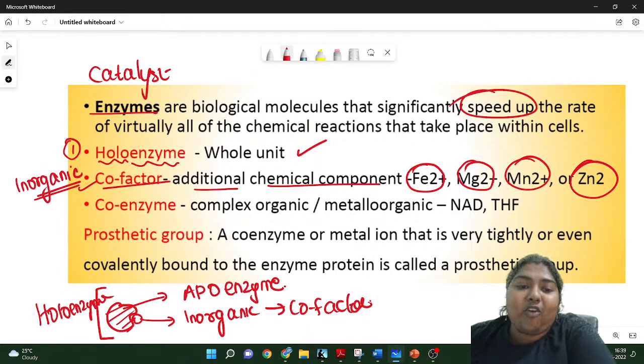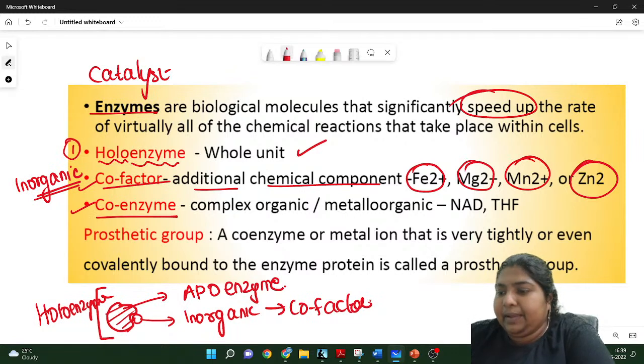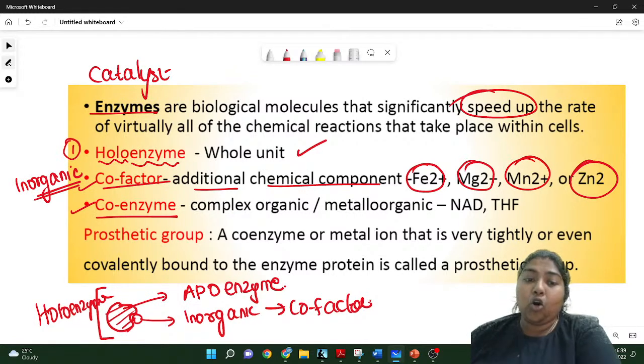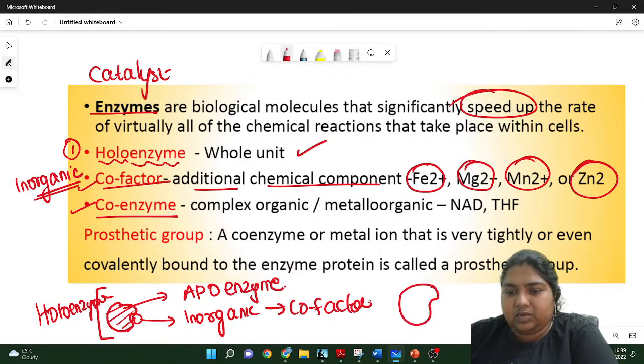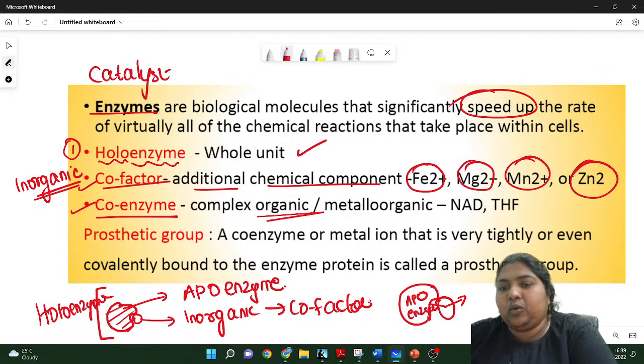The next one is the coenzyme. What do you mean by the coenzyme? The apoenzyme is going to remain the same. But what is the coenzyme? This component is going to be organic. If it is an organic component, then you call it the coenzyme. So cofactor means it is inorganic. Coenzyme means it is the organic component.